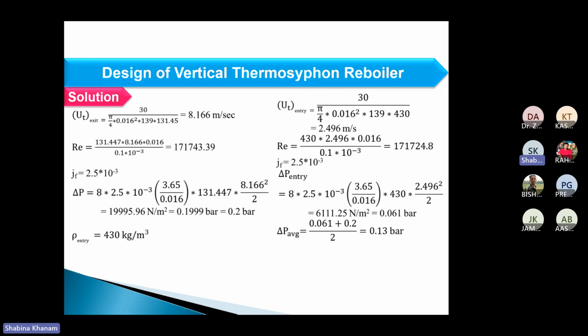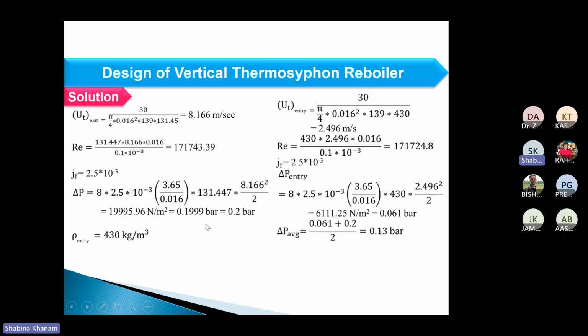Okay, so once I have the Reynolds number in the same line, there is no need to find jF again. That will be the same, 2.5 into 10 to the minus 3, as you can obtain over here. And delta P for entry condition we can find simply by considering the total length, as we have just discussed. The pressure drop at entry condition you will get as 0.061 bar.